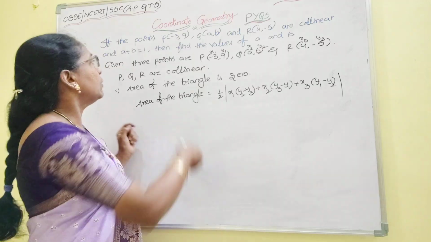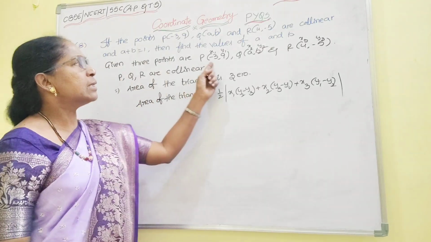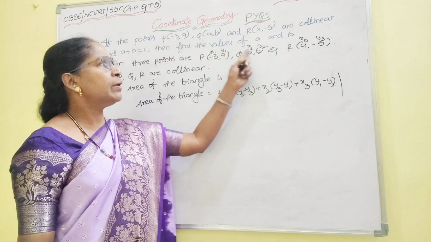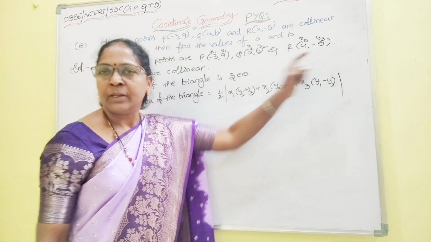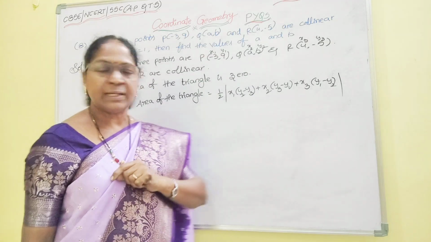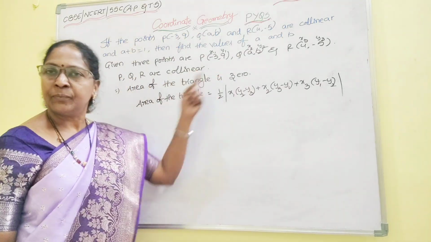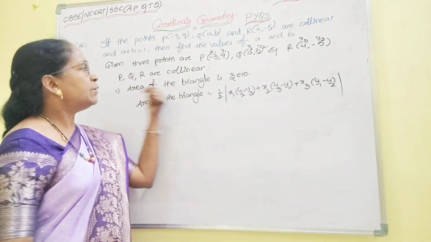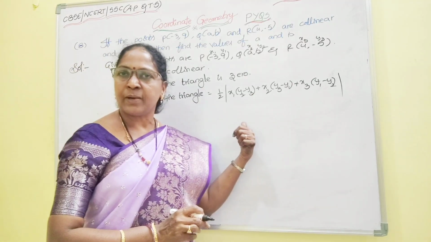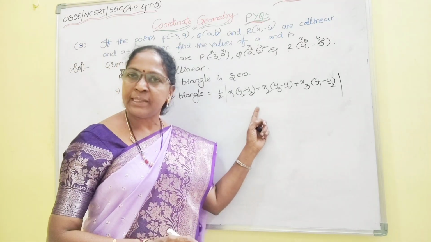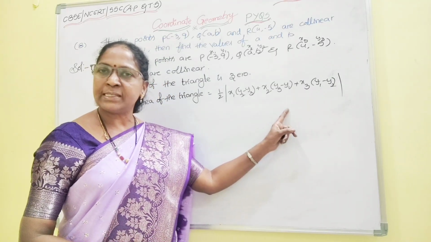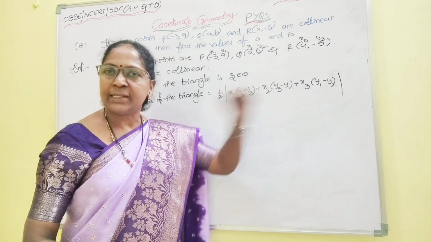So first write down the given data. The given three points are P, Q and R. Just write them and represent x1, y1, x2, y2, x3, y3. One more condition is given: these three points P, Q, R are collinear, which is nothing but area of the triangle is 0. Area of the triangle equal to half modulus x1 into y2 minus y3 plus x2 into y3 minus y1 plus x3 into y1 minus y2. That is the formula.